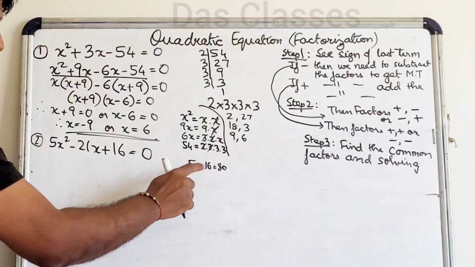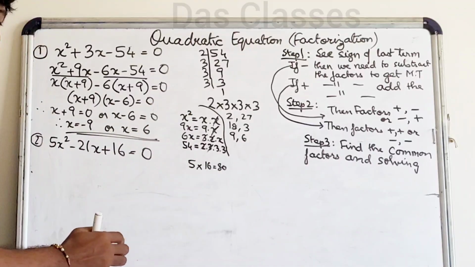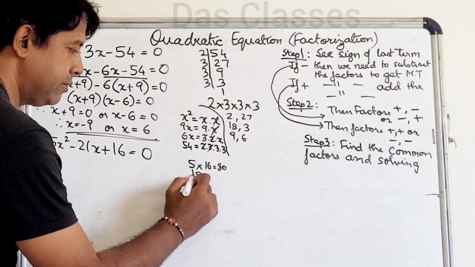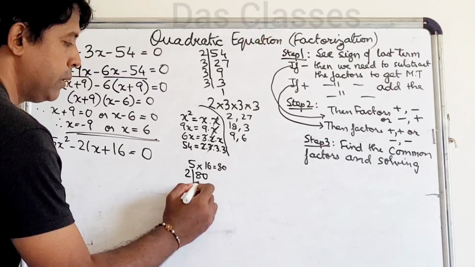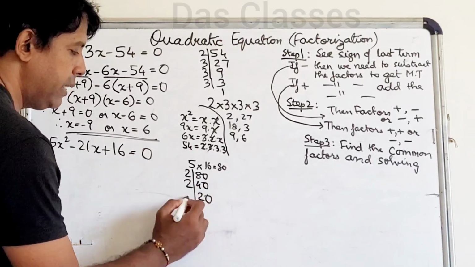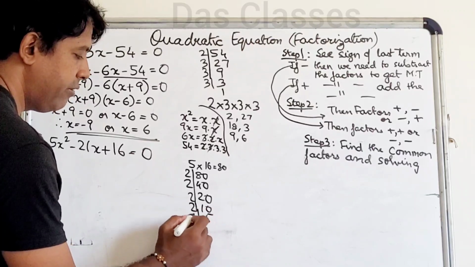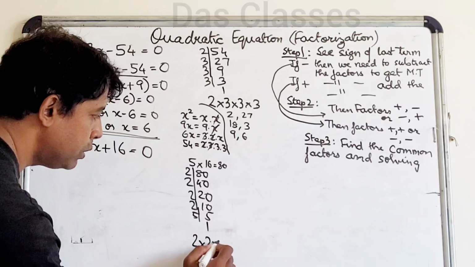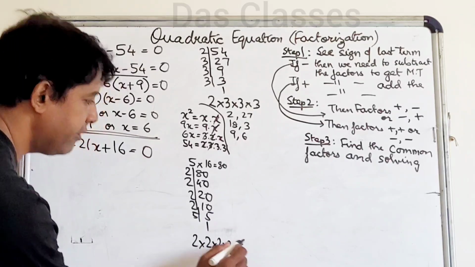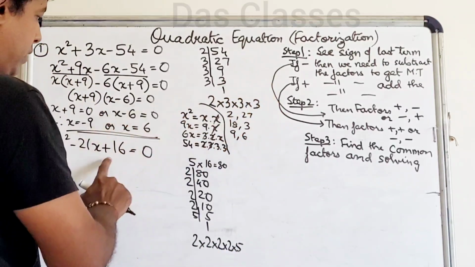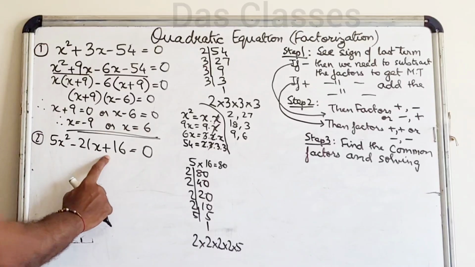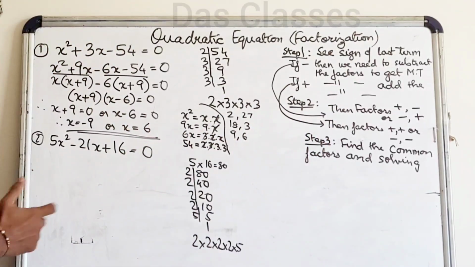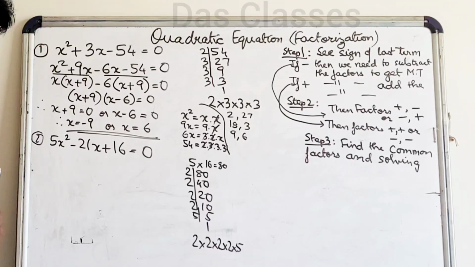And you have to find the factors of that 80, and the rest you have to do the same thing. So let's do it. For 80, you have to take only prime numbers: 2, 40, 2, 20, 2, 10, 2, 5, 5, 1. So the factors are 2 into 2 into 2 into 2 into 5. What is the sign of the last term? The sign of the last term is plus. So if plus, then we add the factors to get the middle term. So you check out what we can do to get 21.